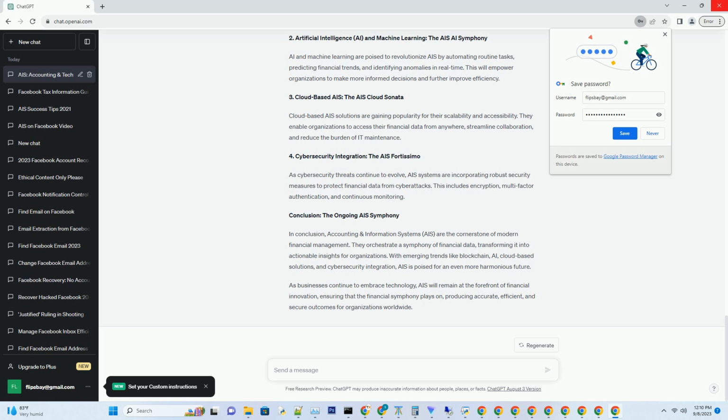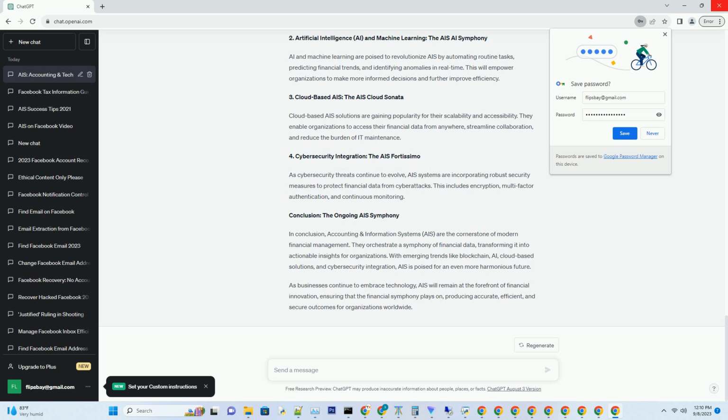Number 1: Blockchain integration, the AIS blockchain revolution. Blockchain technology is making its way into AIS, offering enhanced security and transparency for financial transactions. With blockchain, every transaction is securely recorded in a decentralized ledger, reducing the risk of fraud and ensuring transparency.